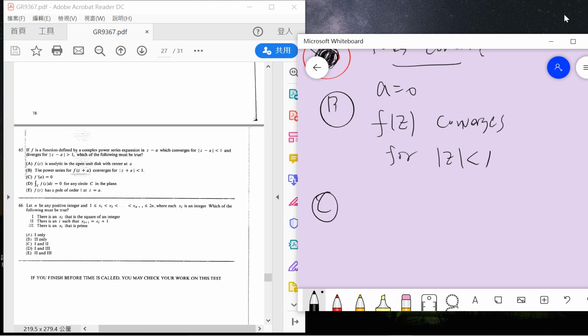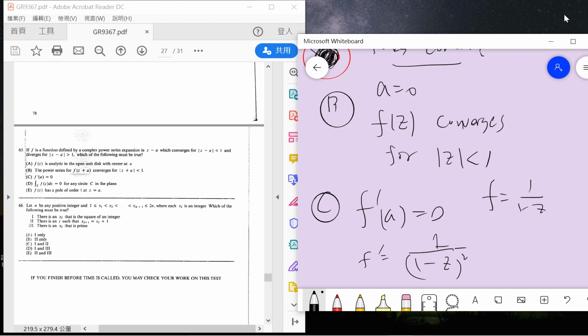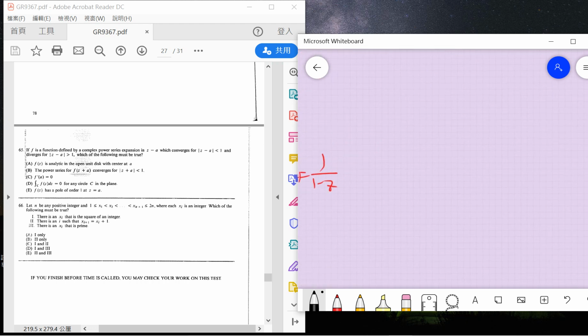And C says that f prime of a is 0. f of z is 1 over 1 minus z, right? So f prime of z is 1 over (1 minus z) squared. So when you plug in f prime of 0, you get 1. So it's non-zero, so C is wrong. Okay, so luckily we kill some choices.